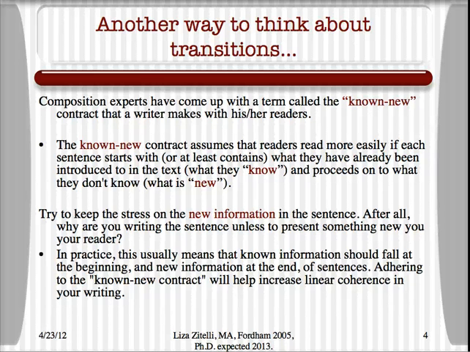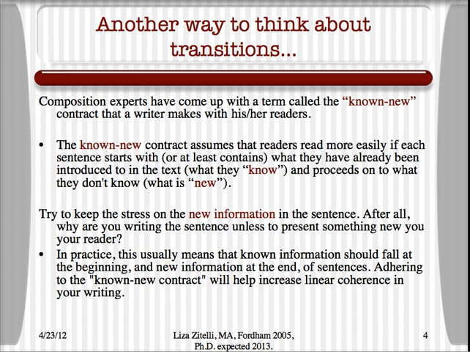It's a contract that a writer makes with his or her readers. The known-new contract assumes that readers read more easily if each sentence starts with, or at least contains, what they have already been introduced to in the text, what they know, and proceeds on to what they don't know, what is new. In this way, the sentence builds from the previous one, taking a bit of information from the previous one and then adding something new.